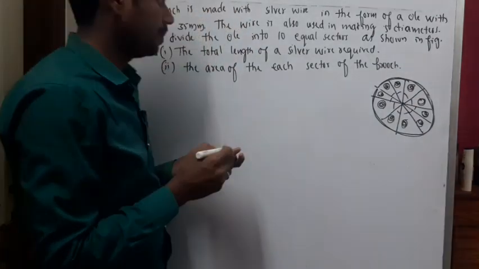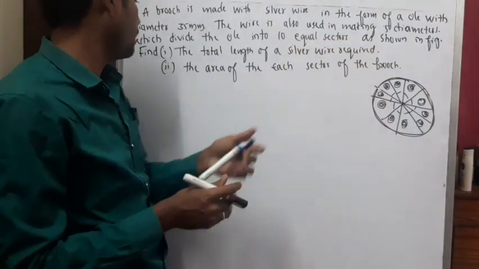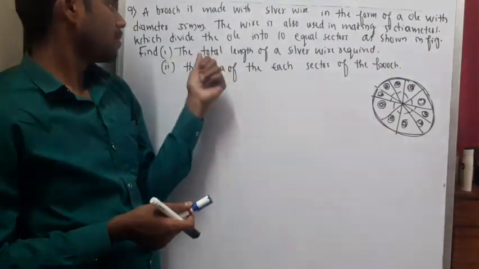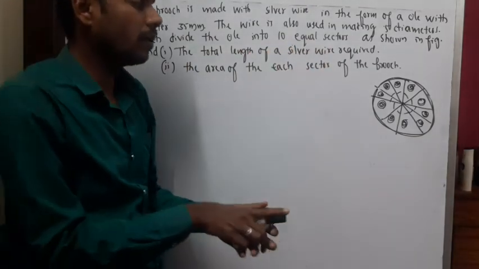Now what we need to do? We need 10 equal sectors, as shown in the figure. So we need to find the total length of the silver wire required.